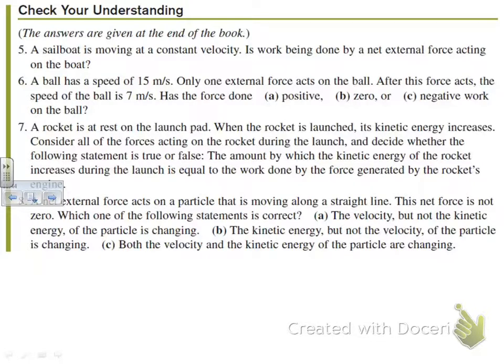All right, some concept questions. A sailboat is moving at a constant velocity. Is work being done by a net external force acting on the boat? The answer is no. Because it is moving at a constant velocity, the net work, which is the net force times d cosine theta, is 0, because the net force is 0. The forces are canceling out, so there's no net work being done.